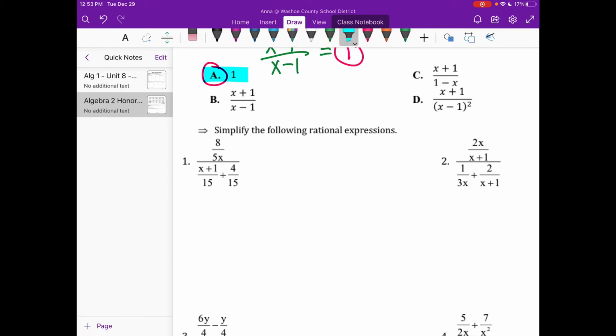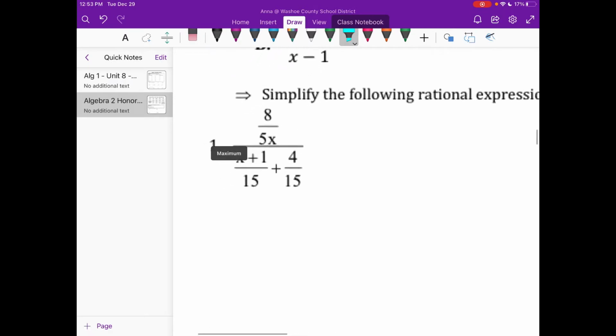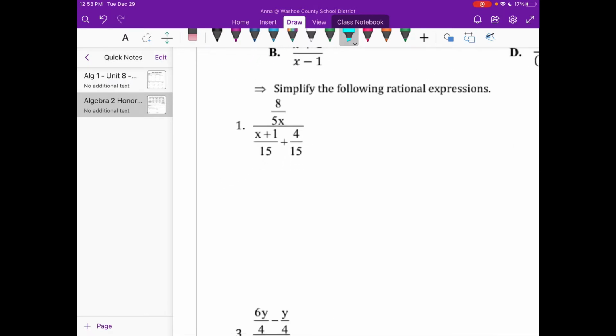Our goal is to make one fraction on top, one fraction on the bottom, because then we can go ahead and divide fractions. So looking at number 1, I have one fraction on top. I have 8 over 5x. So the top looks good. The bottom, I have 2 fractions. Luckily, I have common denominators in the 15, so I can go ahead and add the x plus 1 and the 4. When I do that, the top stays the same.